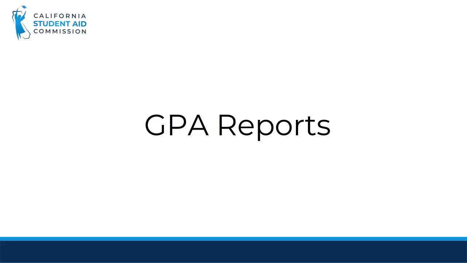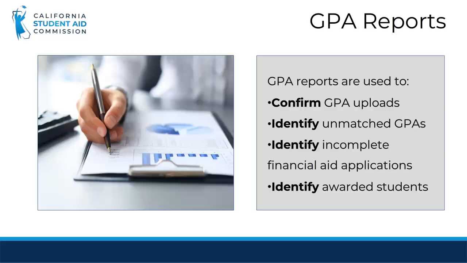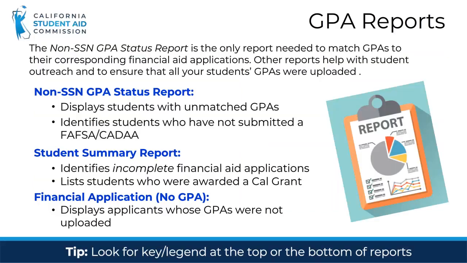In this section, we will go over GPA reports. The various GPA reports will help you to confirm GPA uploads, identify unmatched GPAs, identify incomplete financial aid applications, and identify awarded students. The Non-SSN GPA Status Report is the most comprehensive report, and it provides all the data that high school counselors need to successfully edit and match GPAs.